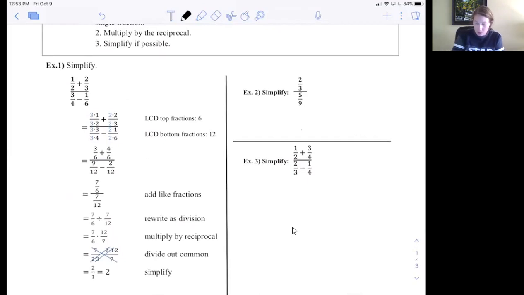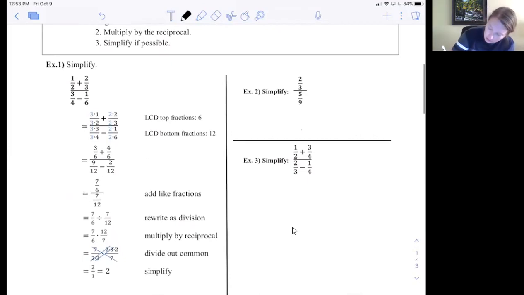So for example 2, it's 2/3 divided by 5/9. So again, I would just rewrite it as 2/3 divided by 5/9. Then I can say 2/3 times the reciprocal, so I just switch them. So 9/5. Then I'm going to rewrite this. I'm going to do 2 times, and then instead of 9, I'm going to say 3 times 3 divided by 3 times 5.